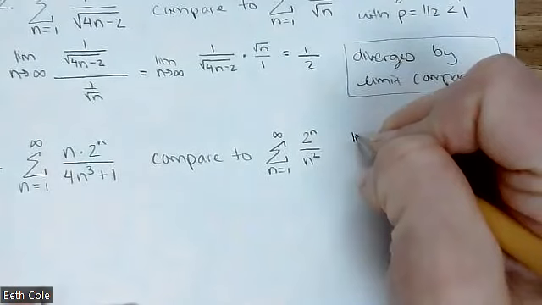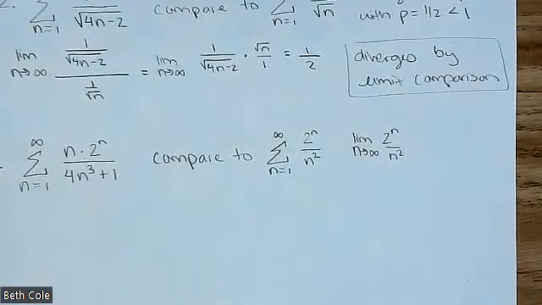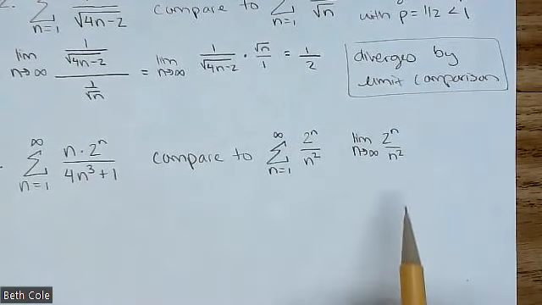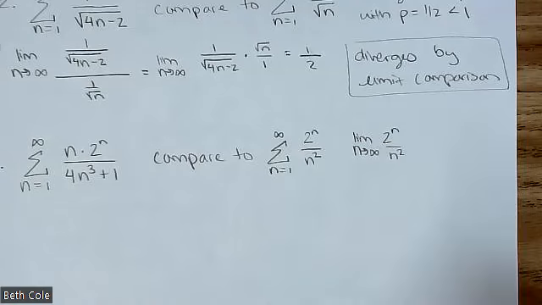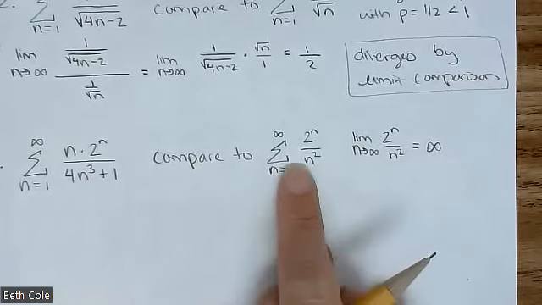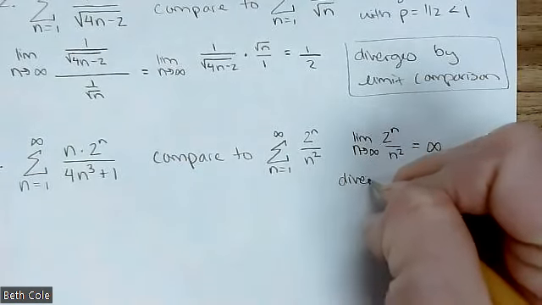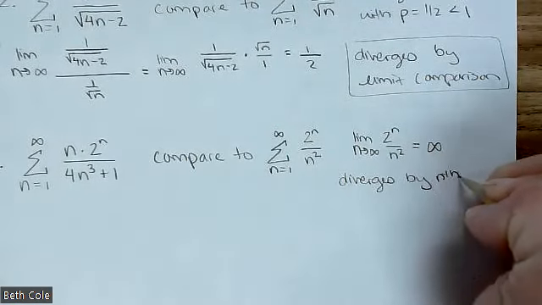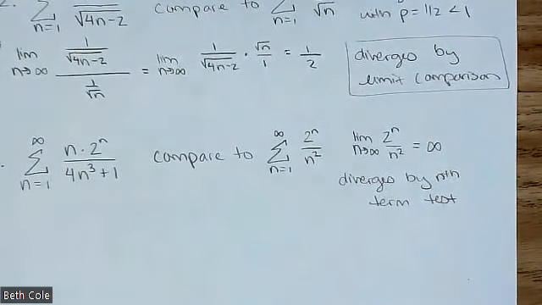I would do an nth term test. If you do limit as n goes to infinity of that, the numerator is exponential. So that means it's growing super, super fast, way faster than the denominator. And so what does that limit come out to? Infinity. So we can say that this one, the one we compared to, does what? Diverges by nth term test. So the goal then is to say that the original one also diverges.